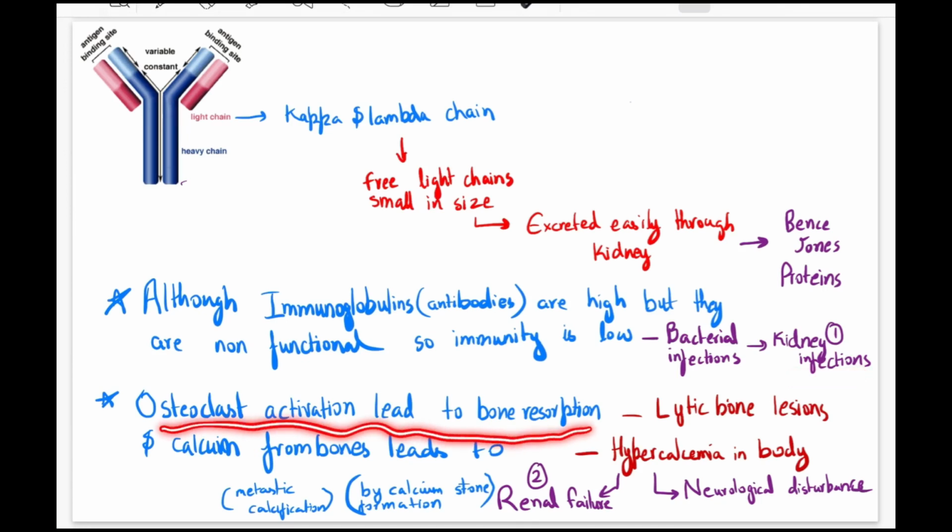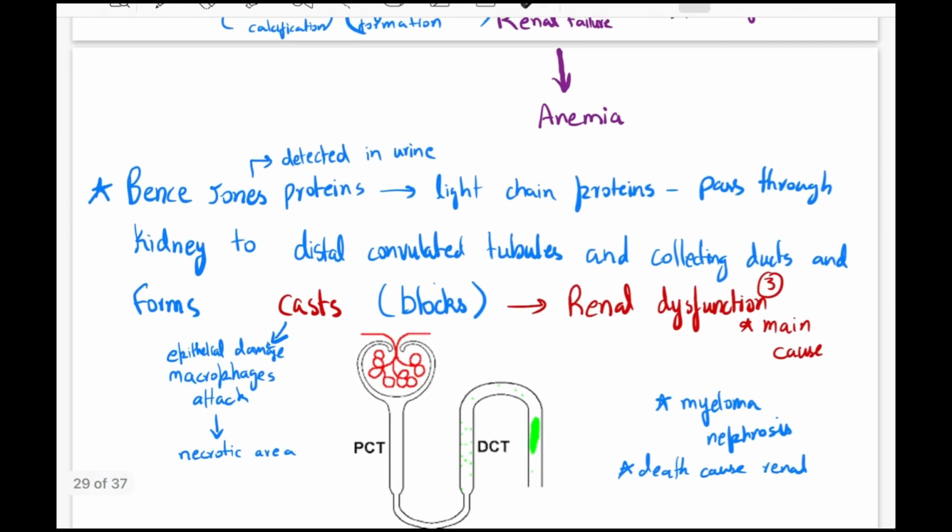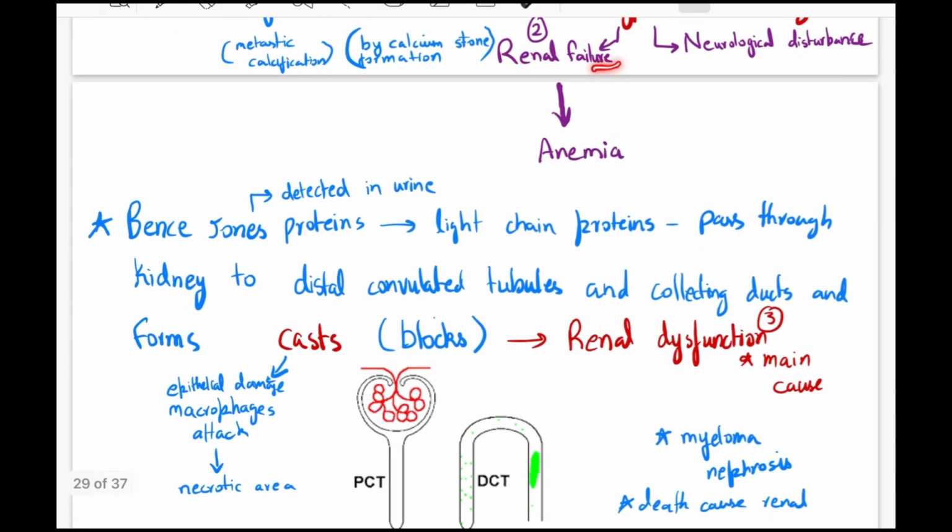Osteoclast activation leads to bone resorption, and there is lytic lesions in the bone, and calcium from bones leads to hypercalcemia in body. So hypercalcemia has effects of neurological disturbance in the patients and renal failure, as by calcium stone deposition and metastatic calcification of kidney. There is also anemia due to renal failure, as there is no erythropoiesis.